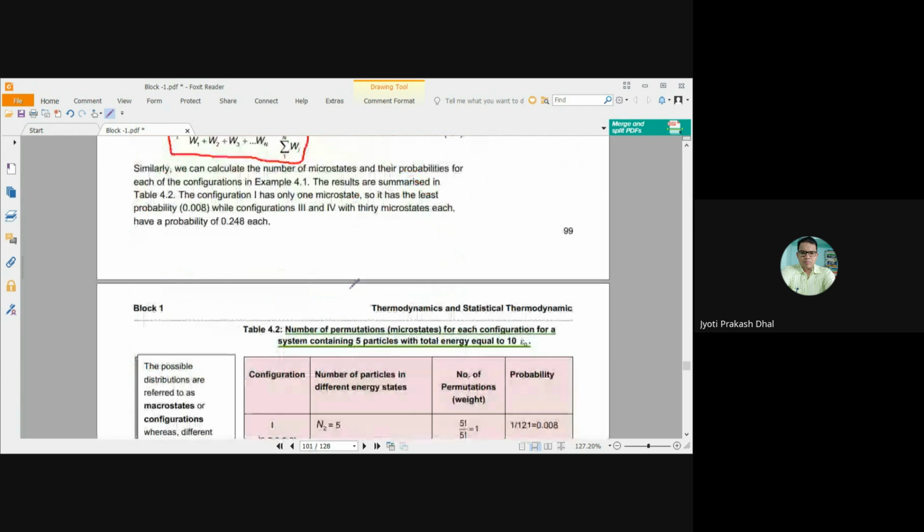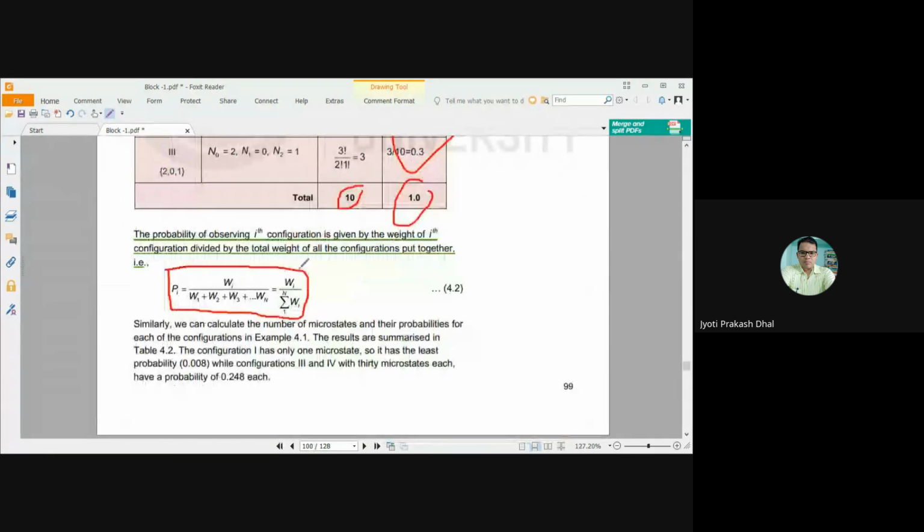And here the probability of observing the ith configuration is given by the weight of the ith configuration divided by the total weight. Again, I am repeating: the probability for the ith configuration is given by the weight of the ith configuration divided by the total weight of all the configurations put together. So Pi, the probability of the ith configuration, Pi equals Wi divided by W1 plus W2 plus W3 plus dot dot Wn, which is equal to Wi divided by the summation of Wi from 1 to n.